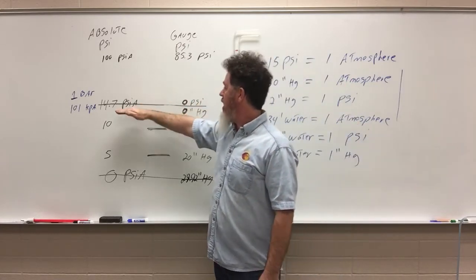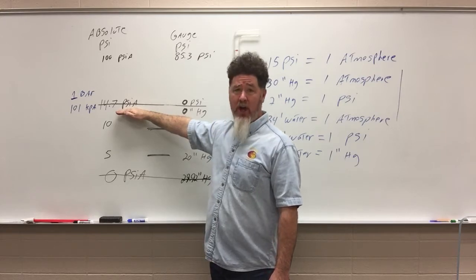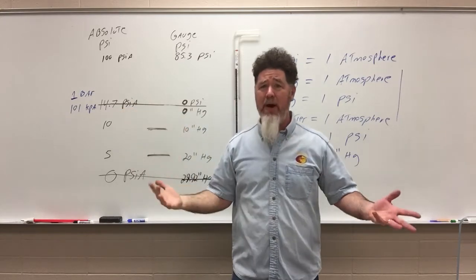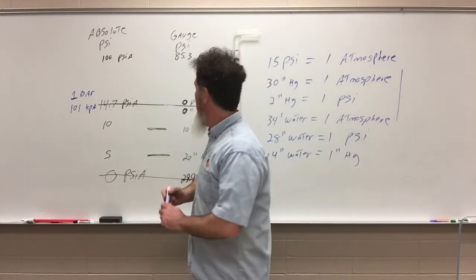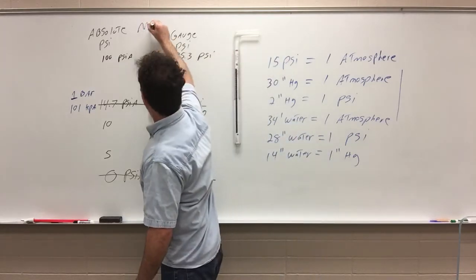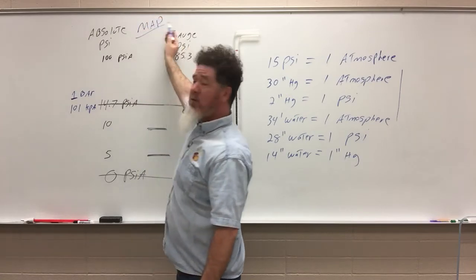So we have this thing called PSIA, pounds per square inch absolute. Why do we even talk about pounds per square inch absolute? Well, we have this sensor on our car called the MAP sensor, MAP, manifold absolute pressure.